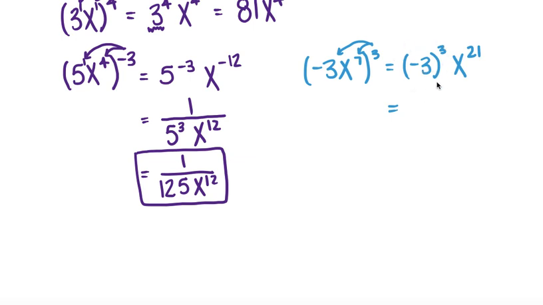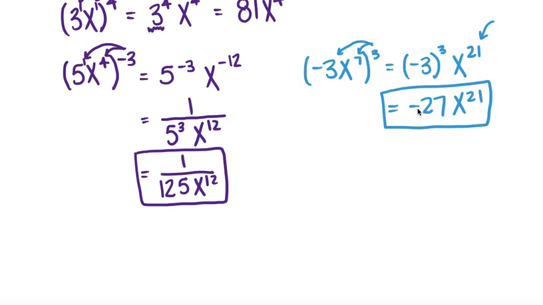And then now when I put this in my calculator, making sure I put parentheses around it, I get negative 27 x to the 21st. And I'm actually done here. I know it's really tempting to put that 27 in the denominator because it's negative. However, it's okay if the number out in front is negative. The only thing that we care about is to make sure that my exponent's not negative.